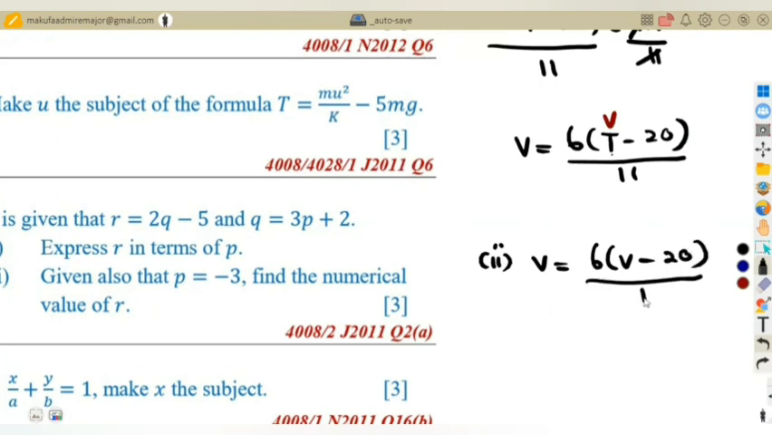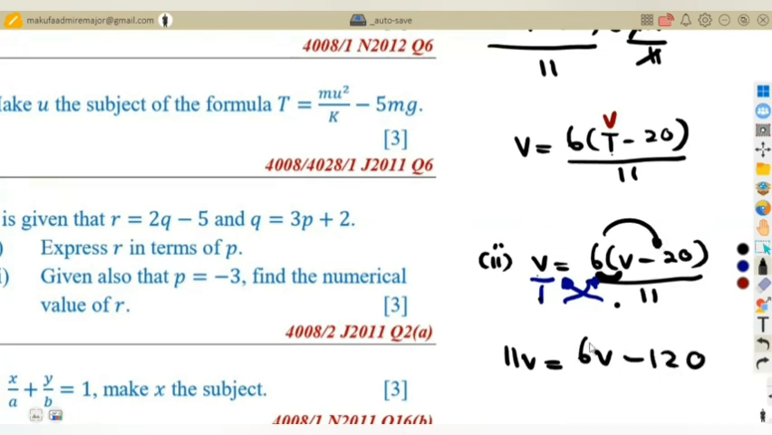So it's an equation now. As you can see, you're asked to find V. You are now left with an equation. It's no longer about change of subject. It's an equation now, but using the same basics because our change of subject is the same. Expand, cross multiply to remove the fraction. 11 times V, that's 11V is equal to 1 times 6, that's 6. So expand the bracket, 6 times V, which is 6V, 6 times minus 20, which is minus 120.